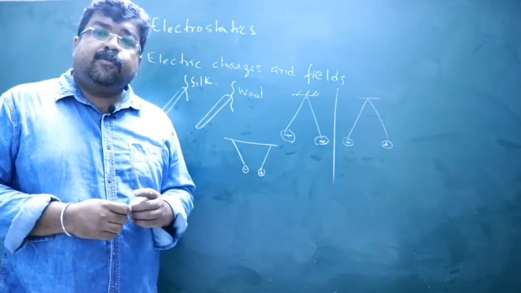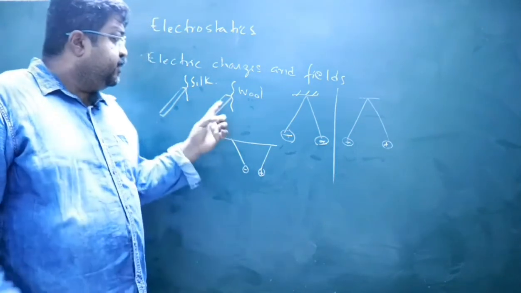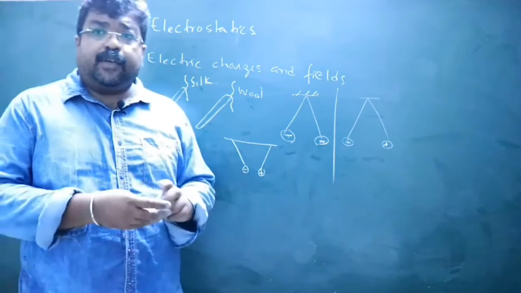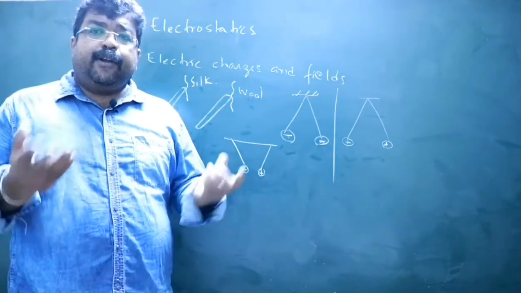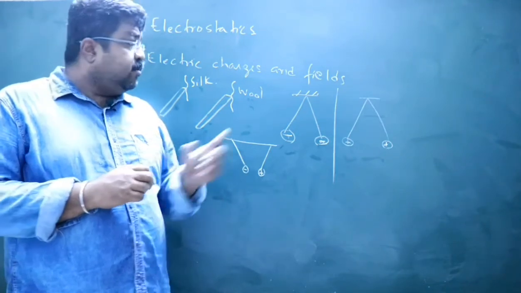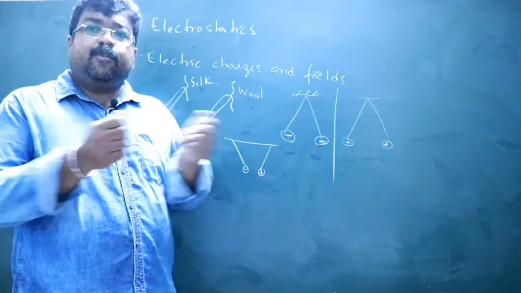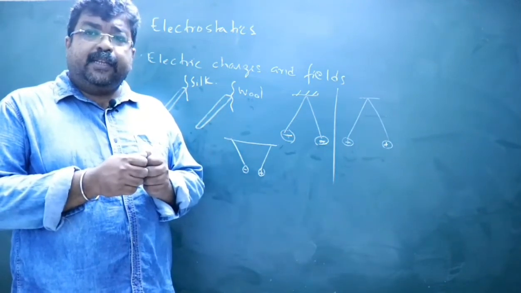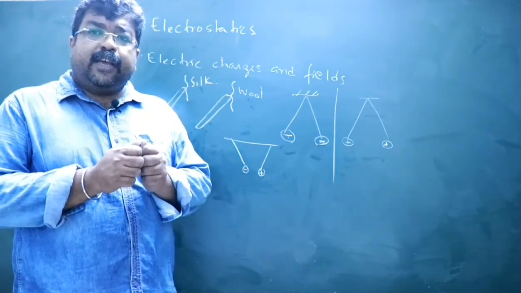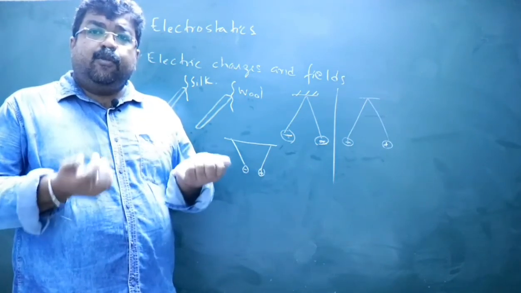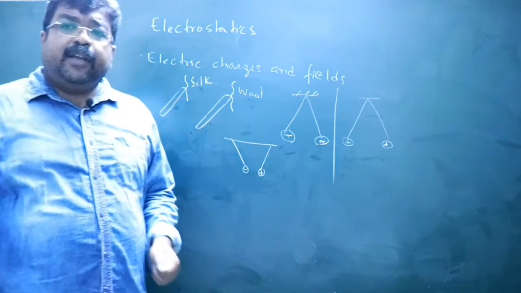Now there is one more important observation. Suppose this glass rod is rubbed with wool. Now they have acquired opposite charges. Now when they are brought in contact, they neutralize each other. That is, the charges that were acquired on rubbing have been neutralized when they are again brought in contact.